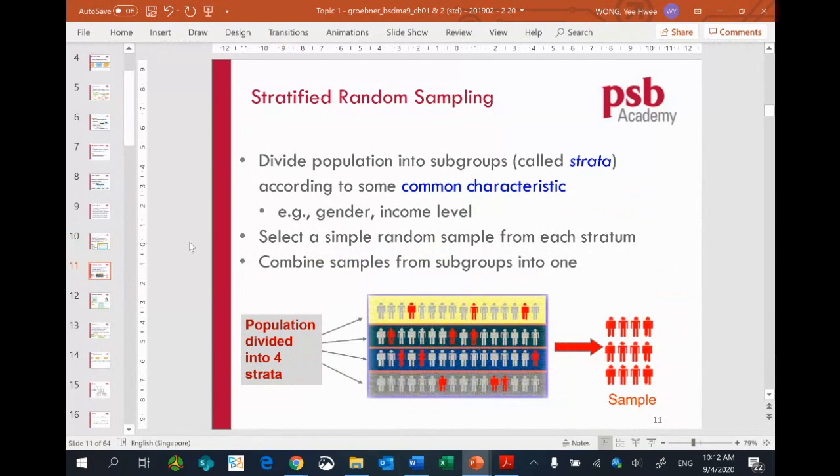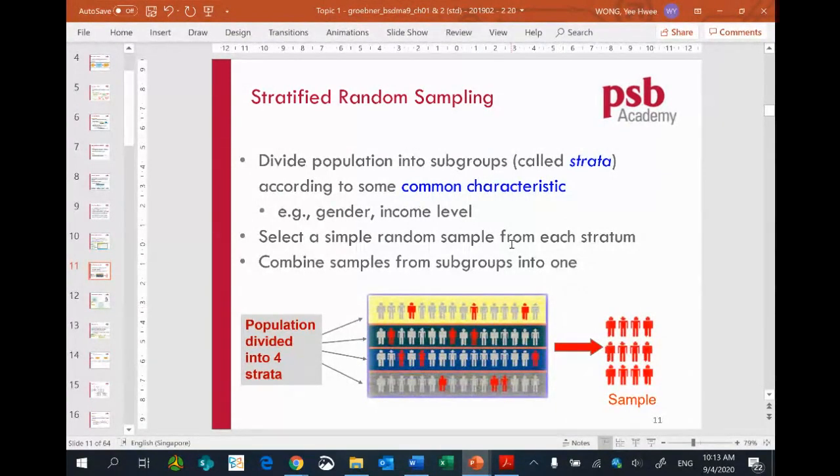Stratified: you use common characteristics. You group things by common characteristics, such as the major of your study. For example, there are 100 of you. I'm going to group you by your field of study, your major. Maybe some of you are doing accounting, some of you are just doing general business. So this can be a grouping.